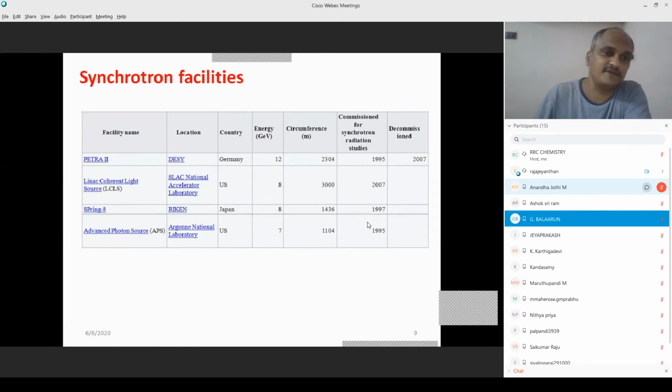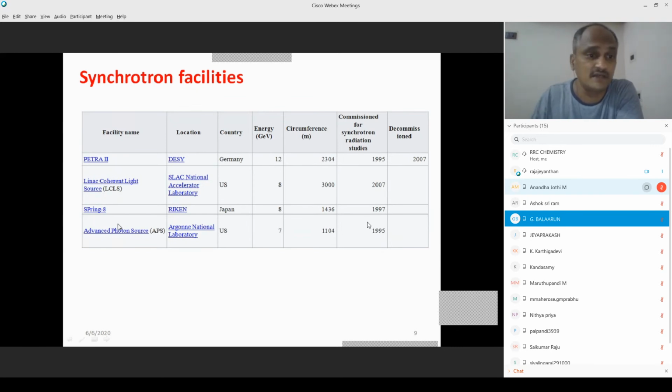These are some of the famous synchrotron facilities. One is called PETRA II, in Germany, with an energy of 12 GeV and a circumference of 2304 meters. This is almost 2 kilometers, right? It was commissioned in 1995, and I don't know what happened, but it was decommissioned in 2007. Similarly, there is another facility, the Linac Coherent Light Source in the US, with an energy of 8 GeV and a circumference of around 3 kilometers.